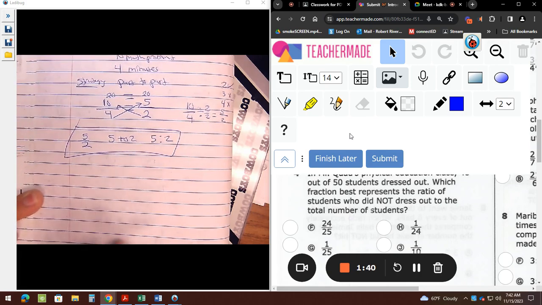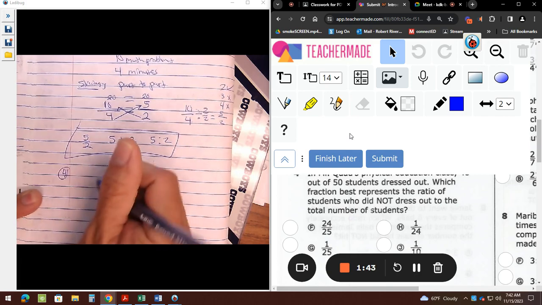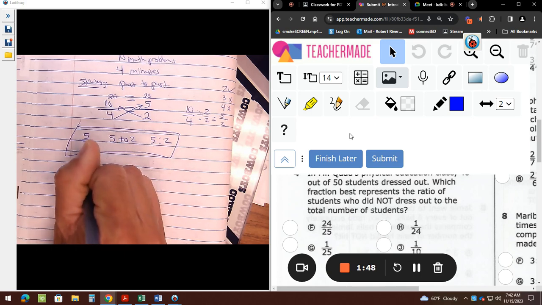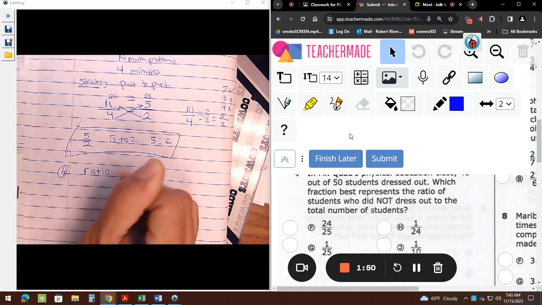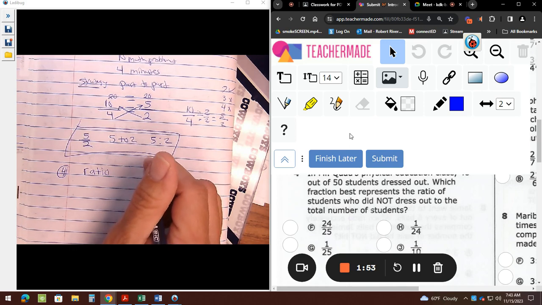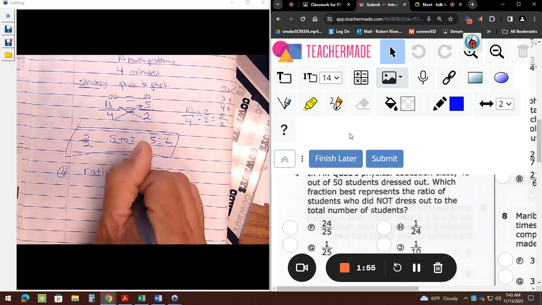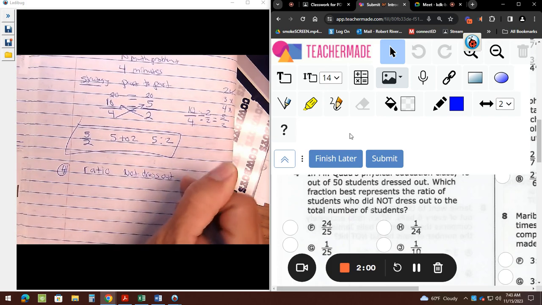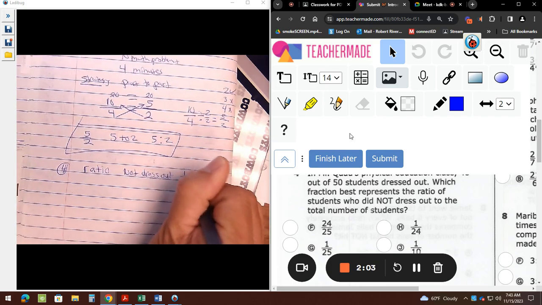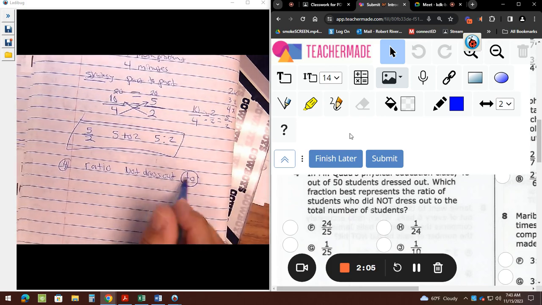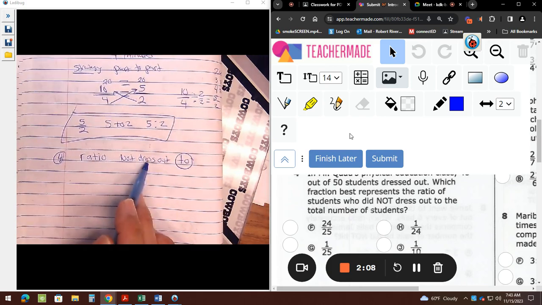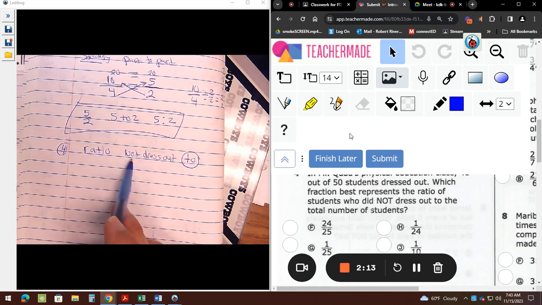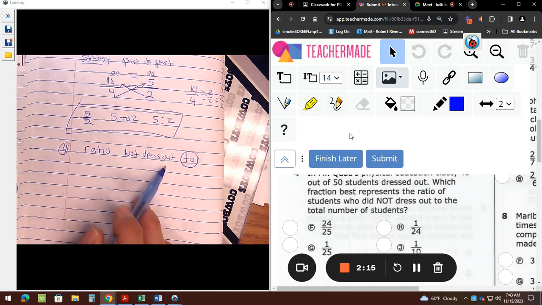Okay. So number 4. Number 4 says which fraction represents the ratio? Okay, so they want a ratio, so I'm gonna put quickly ratio of students who did not dress out. Oh, they want the ones that did not dress out. To, you see this word to? That's so important because that one tells you quickly who came first. Who came first? Not dressed out. La palabra to te dice quién vino primero, which is not dressed out. This is number 4 from page 1, okay?